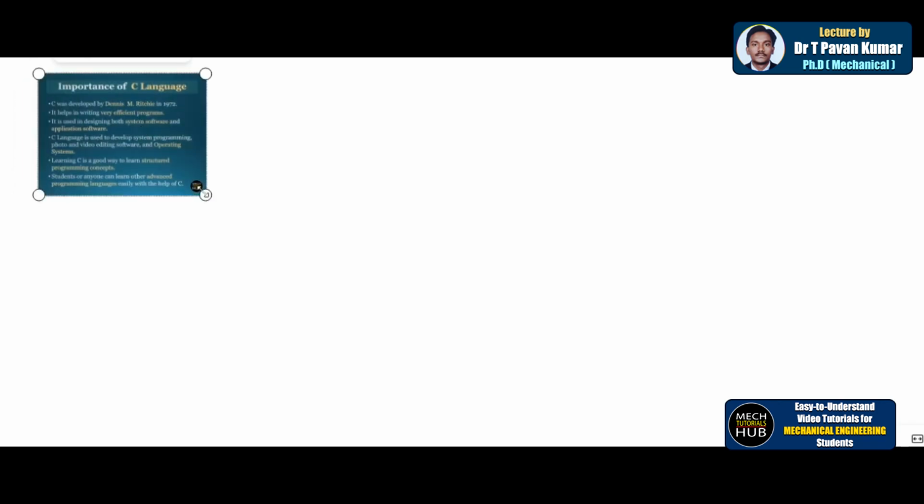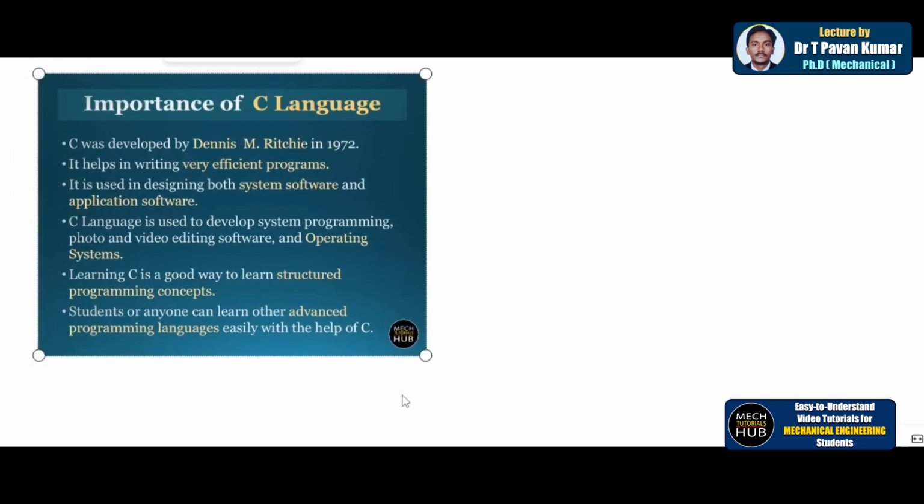Now I'm going to take the next slide, where I'm going to discuss the complete importance. What is the importance of C language? Why we need to learn C language? All this information I'm going to give. Here you could see C was developed by Dennis Ritchie in 1972. Okay, in the year 1972, this was introduced by Ritchie to communicate between the programmer or the person who developed the code and the computer.